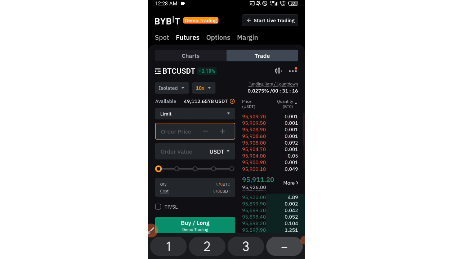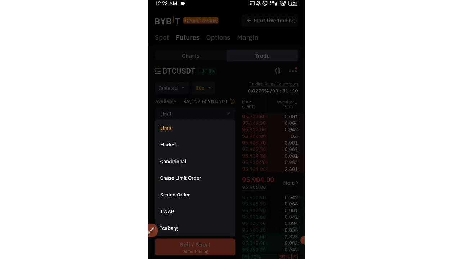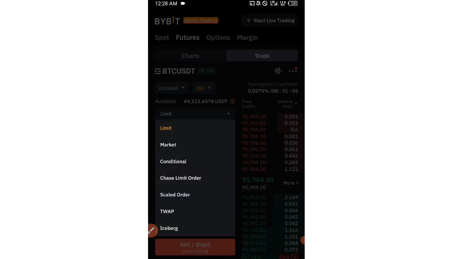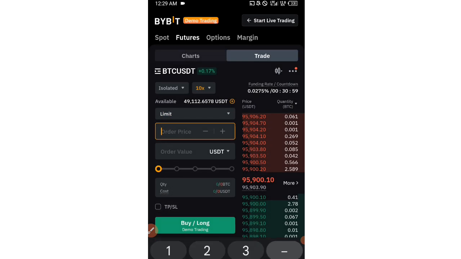Whether you are online or offline, your order will trigger and you enter the trade. So you have conditions and all of that. The two major things you need for now are market and limit. So let's make use of market, and then we'll make use of limit for better understanding.